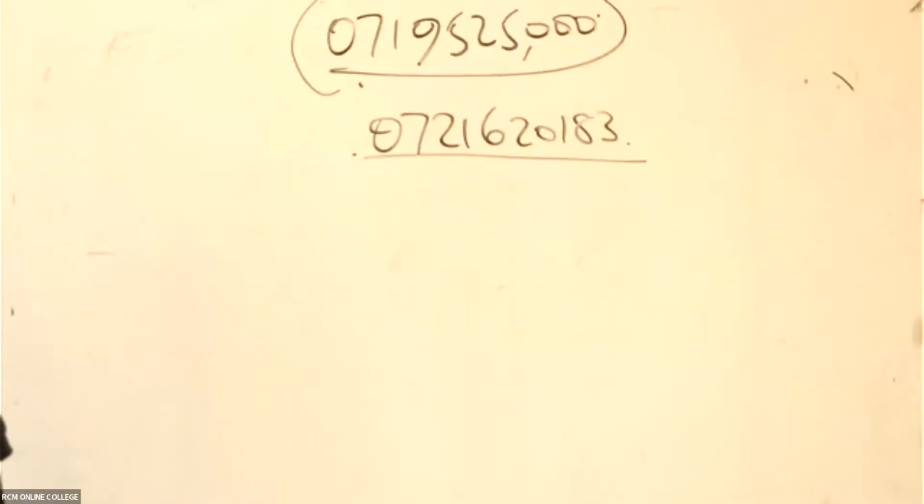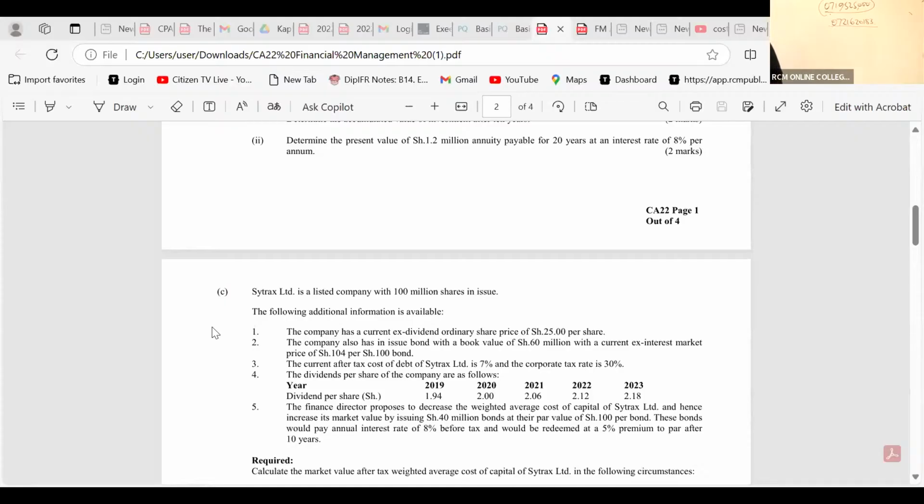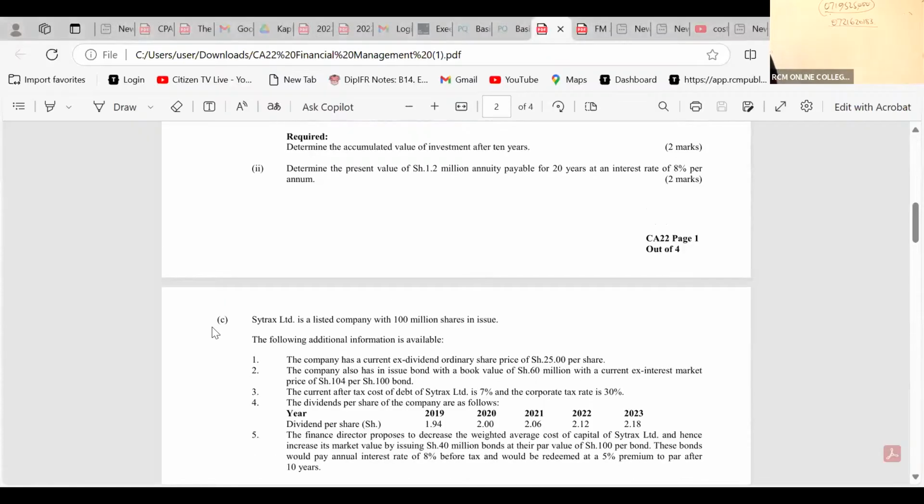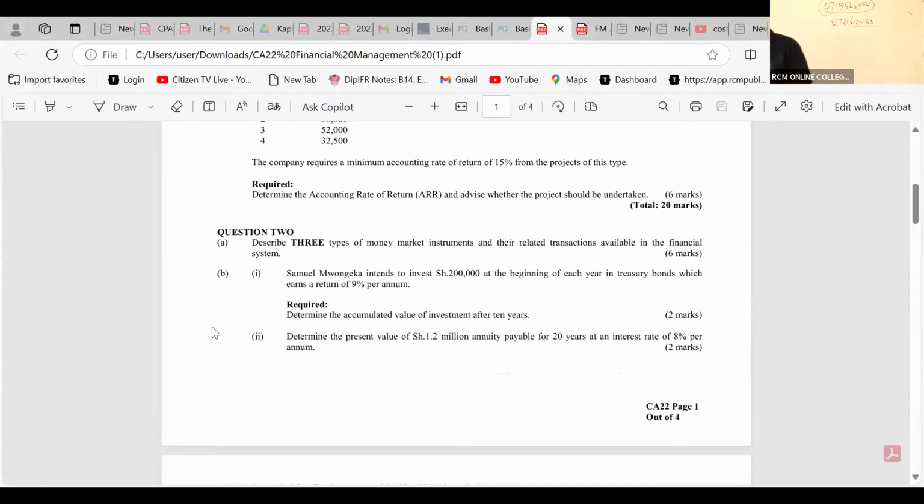But one question that I found to be most interesting, I don't know why students never really performed very well in this question, is this question that was tested in August 2024, question number 2. Question number 2 was a very interesting question, very easy question. This one you can even do as we close our eyes.